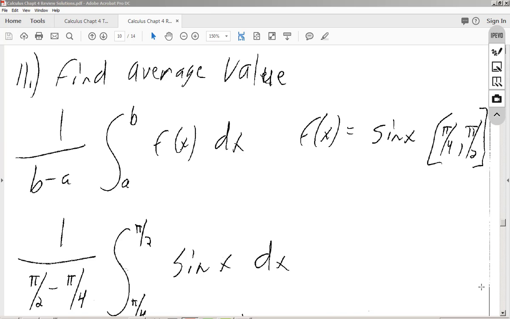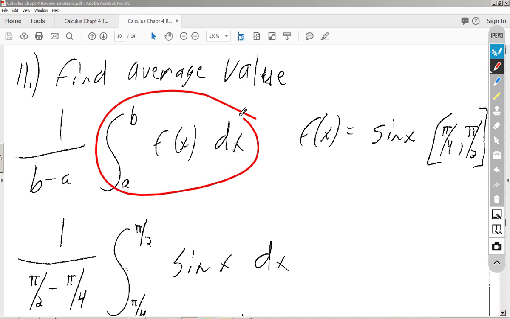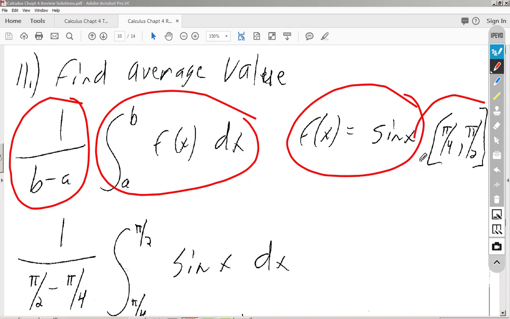Okay, on number 11, the problem says to find the average value of f of x equals sine of x on the interval of pi over 4 to pi over 2. So remember your average value formula. To find the value, that's just the integral from a to b of f of x dx. And then to find its average, you just multiply that by 1 over b minus a. So here's our equation: f of x equals the sine of x, and we're going to go from pi over 4 to pi over 2.